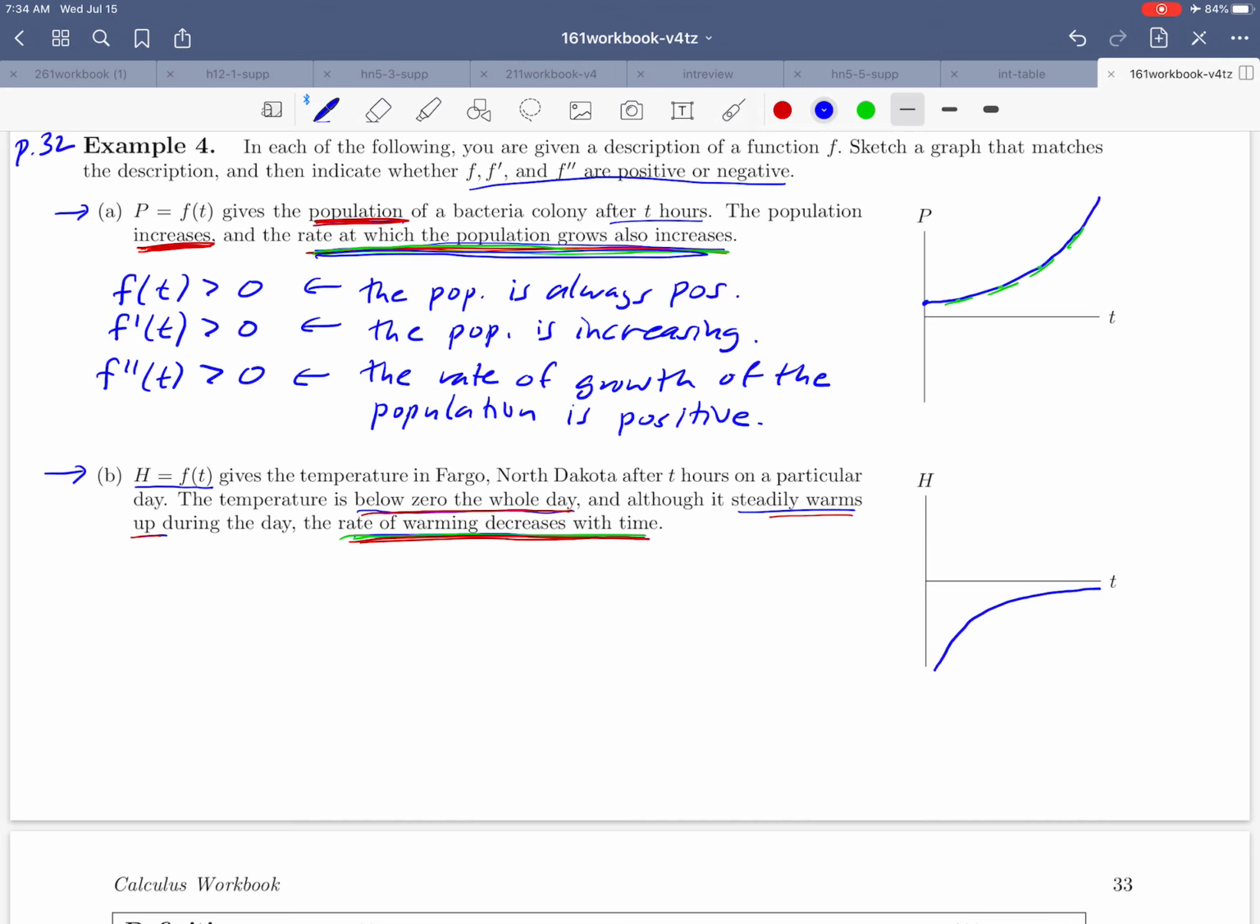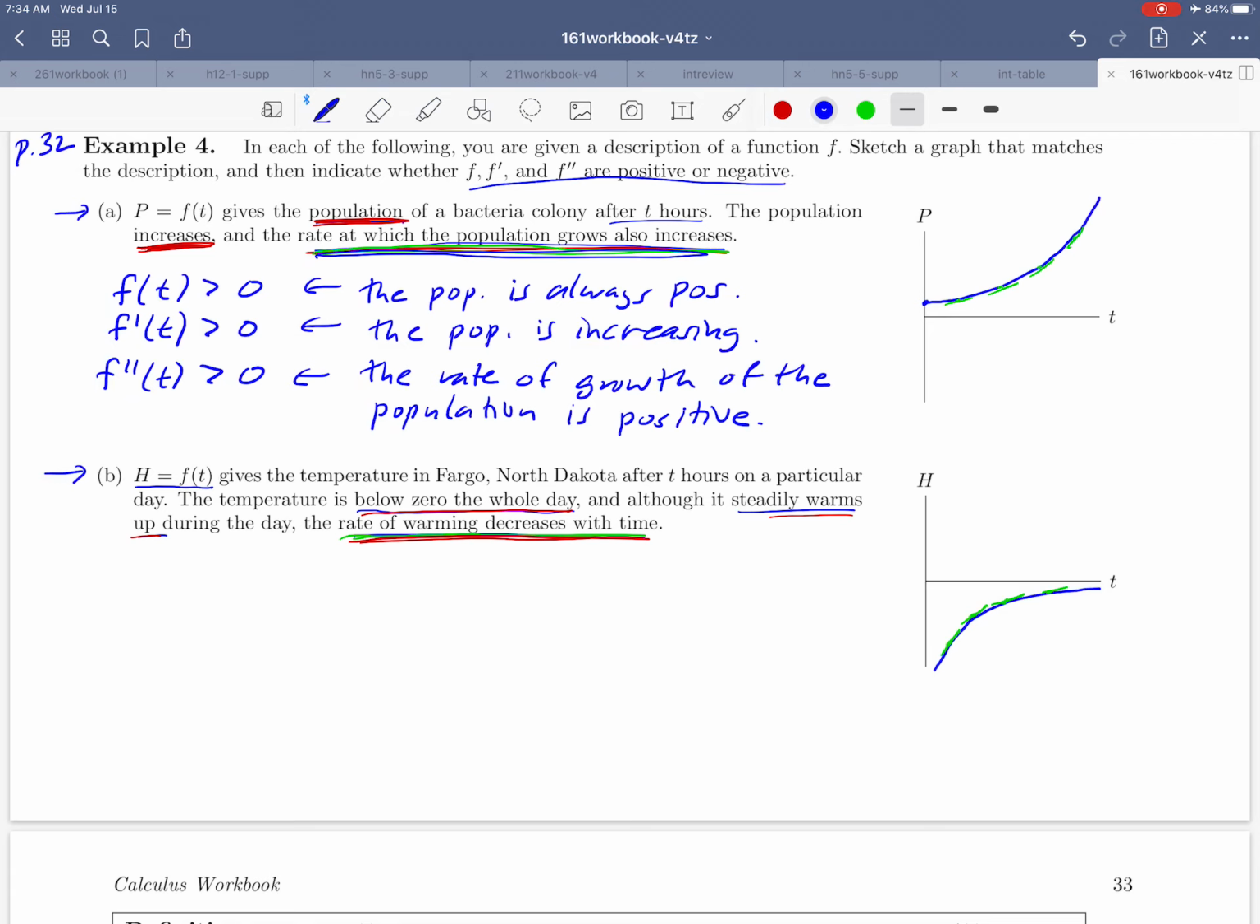Notice that it stays below zero, and it is an increasing function. Temperature is getting bigger, but the slope is getting smaller. If you draw tangent line slopes, those slopes actually decrease. That's telling us that the rate of warming is decreasing. Okay, so we've got a good picture here.